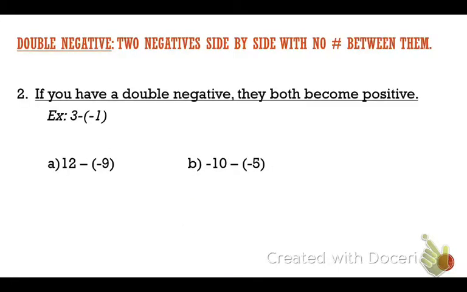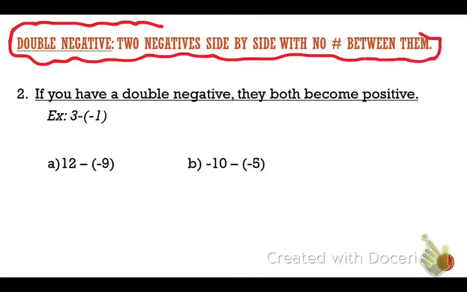Double negatives. These are two negatives side by side with no number in between them. If you would, take your red pen and draw a little cloud around that idea. Okay, so we've got an idea here. Our first example. Guys, what do I need to do with that double negative right there? Okay, take your red pen.